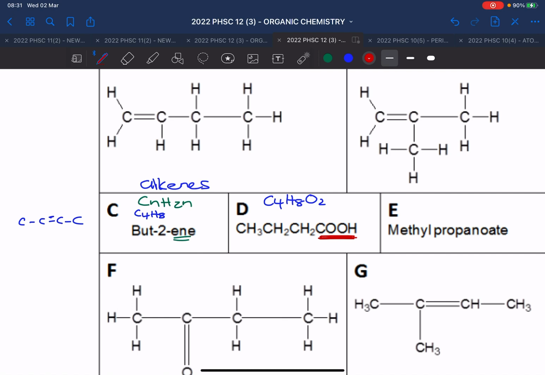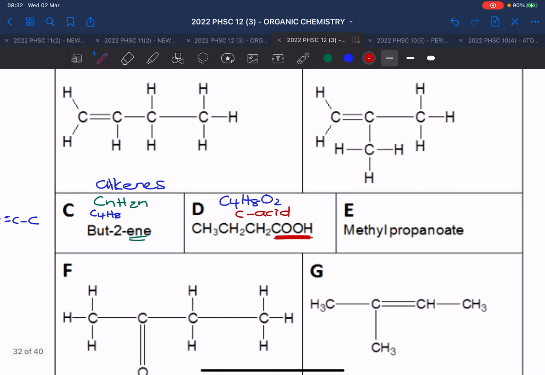There's only 2 that has 2 oxygens in it. It's either the carboxylic acids or the esters. Carboxylic acid, do you see the H at the end? This whole thing is at the end. So this is a carboxylic acid. Alright. Next one, you see there, methyl propanoate. Oate is esters. Okay.